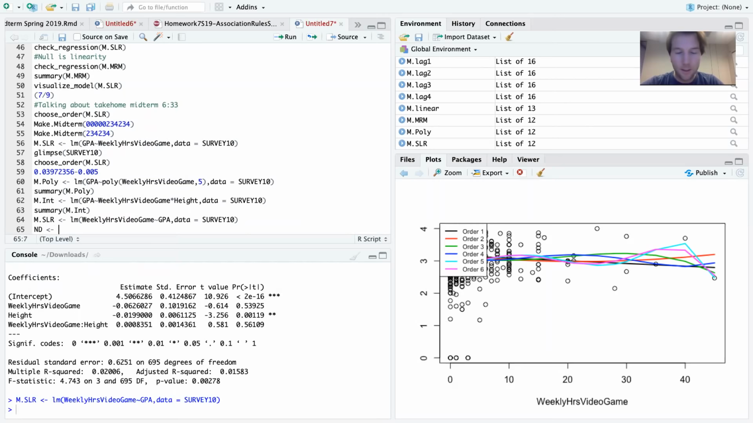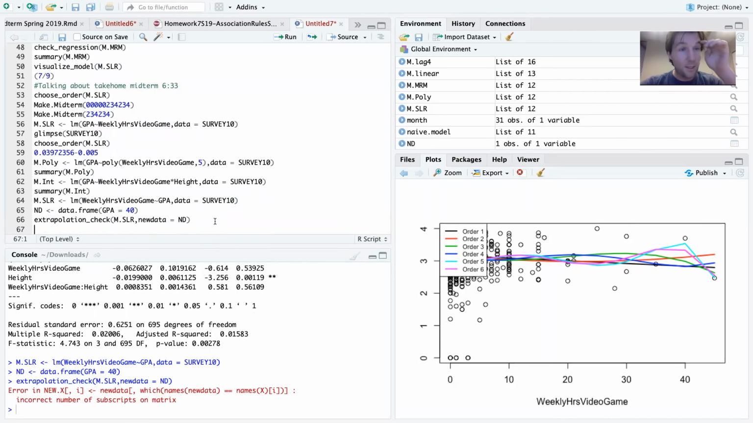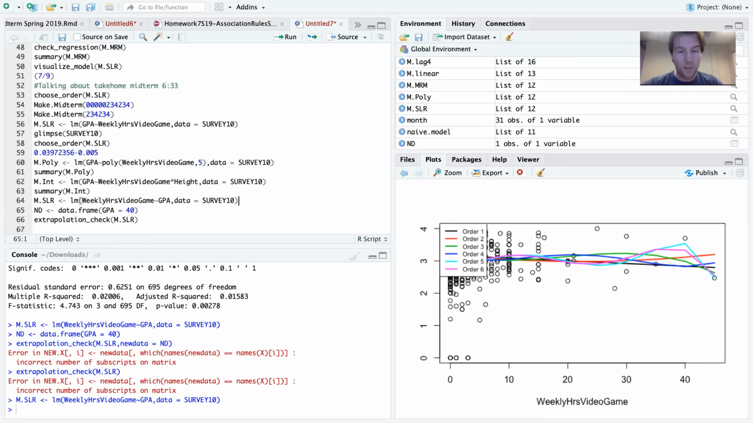Extrapolate new data, data.frame, and then GPA equals 40. You'll see why I did this. Extrapolation check. Oh, need to look at that now. Multiple simple linear model and new data equals new data. Should do my extrapolation check. It's not liking it for the moment. We will just ignore this here for the moment. What's it not liking about this? Is my model not, let's see here, summary. I might ignore the extrapolation check for the moment. It's being very unhappy with me.